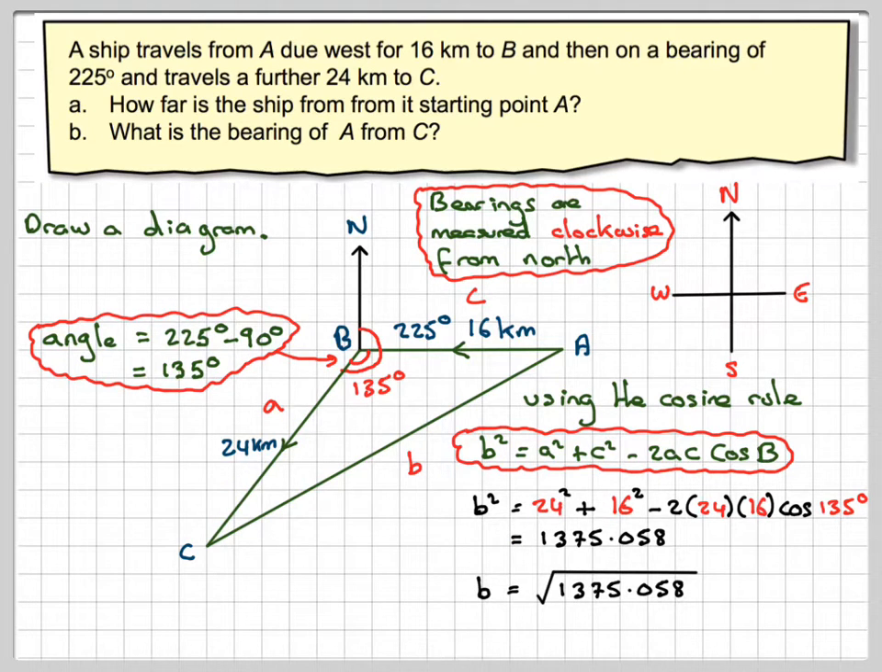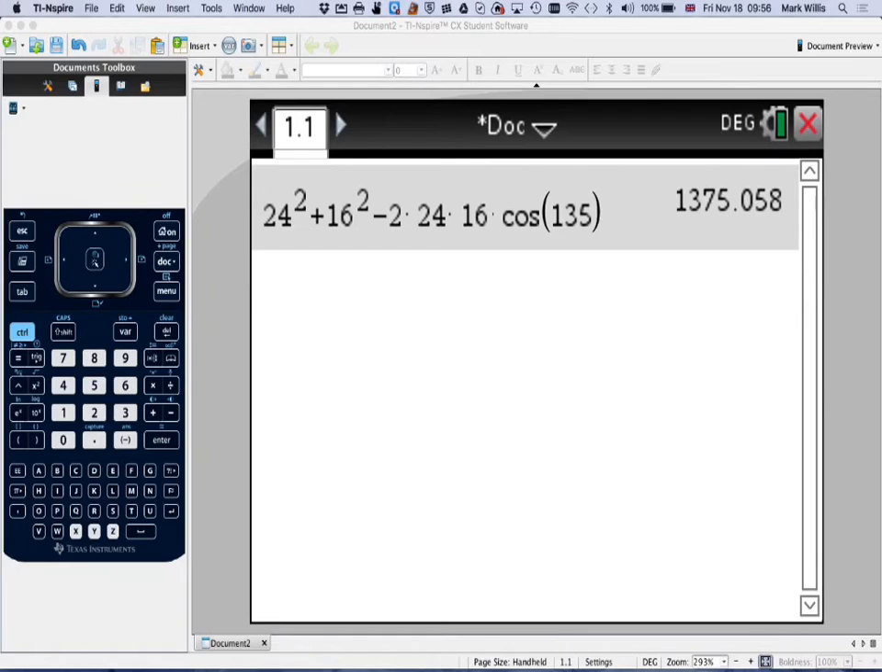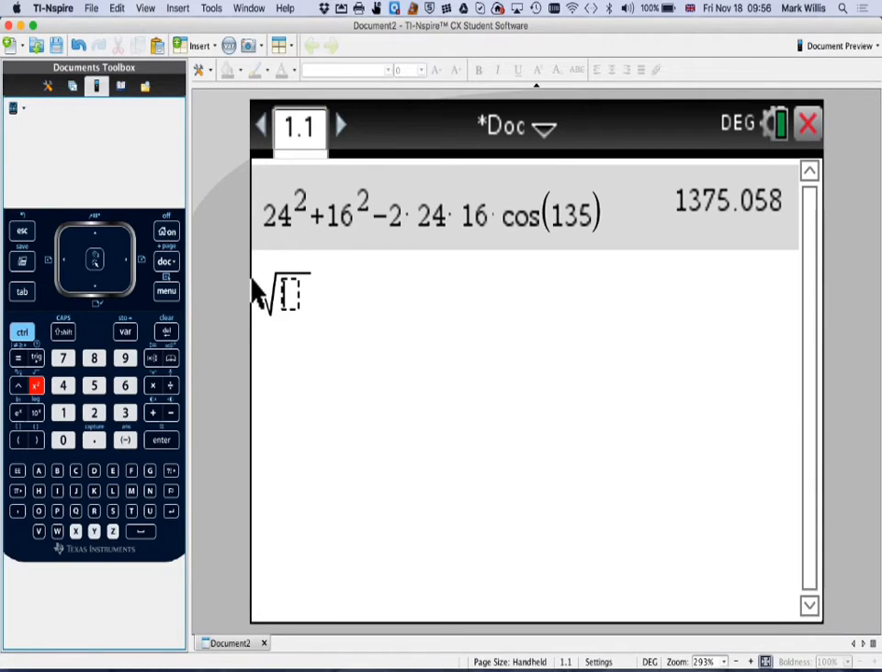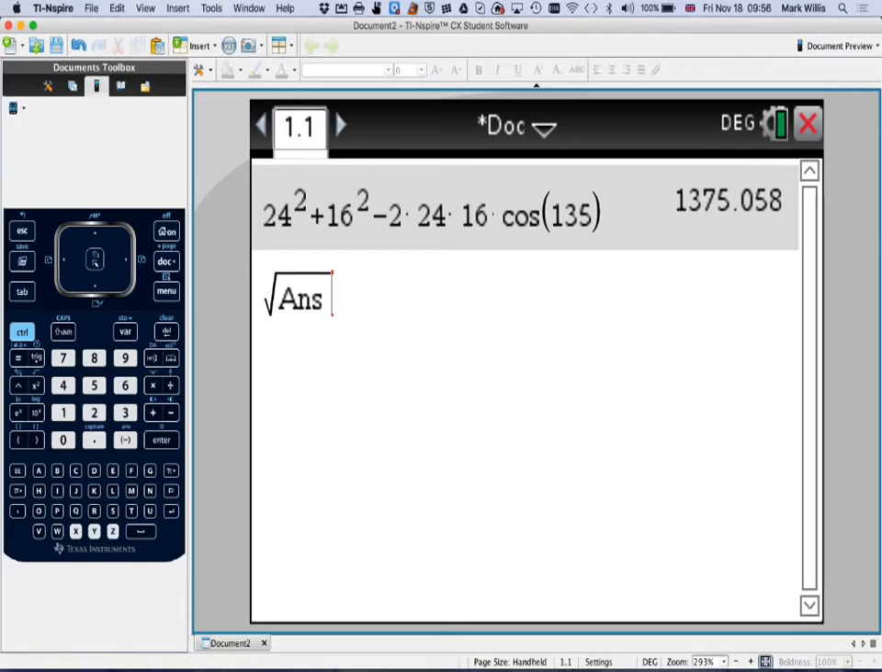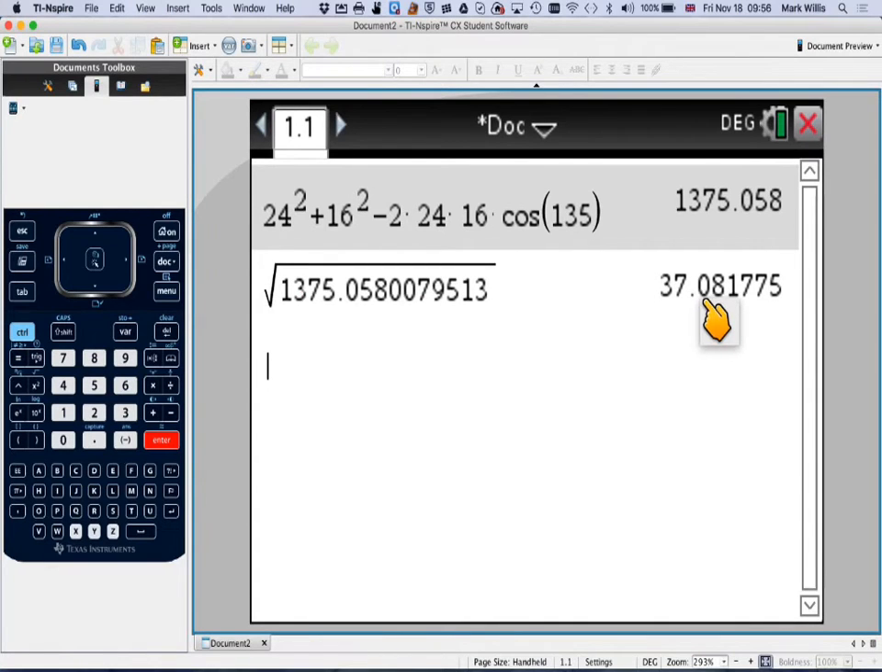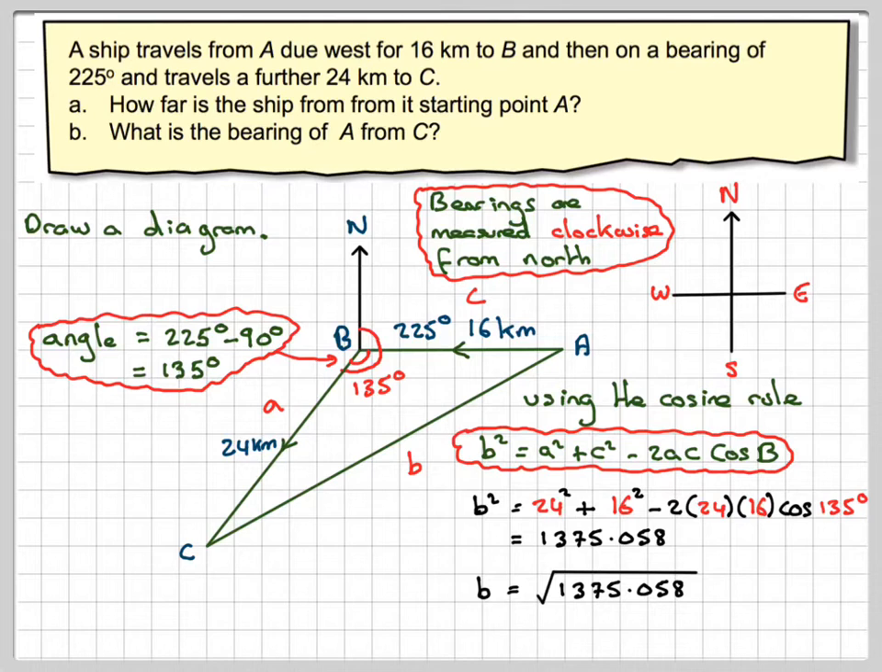So jumping back again, all we need to do is control x squared, and I don't need to write that number in, just do control answer, and that will take the last answer from the last part, and that gives me 37.081775. You are recommended by the IB to write down the full value, so 37.081775, which gives me 37.1 kilometers.